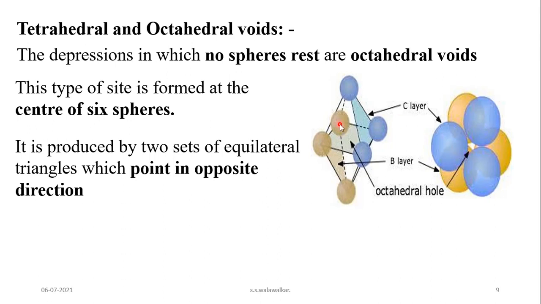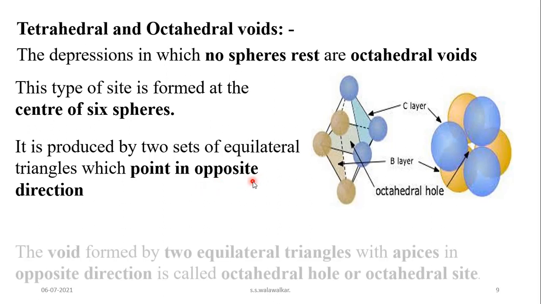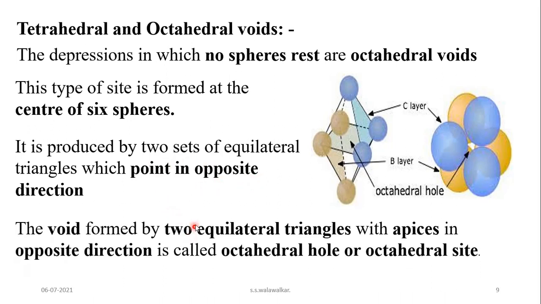And it is produced by 2 sets of equilateral triangles which point in opposite directions. And the void formed by the 2 equilateral triangles with apices in opposite directions is called an octahedral void or octahedral hole. The void which is formed by these equilateral triangles with apices in opposite directions is called an octahedral void.